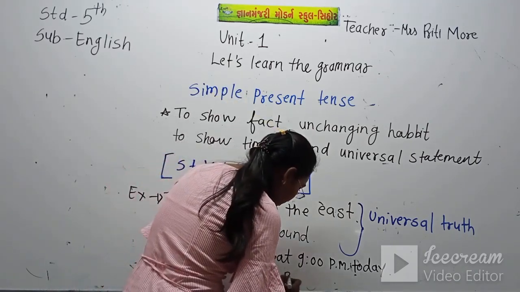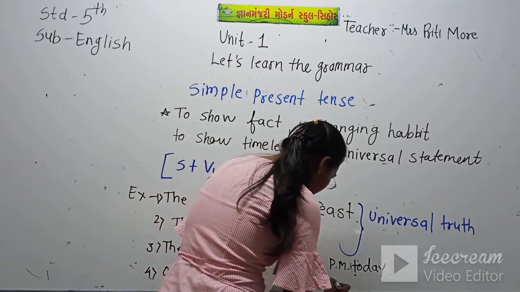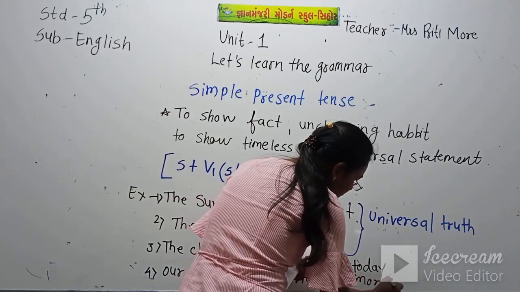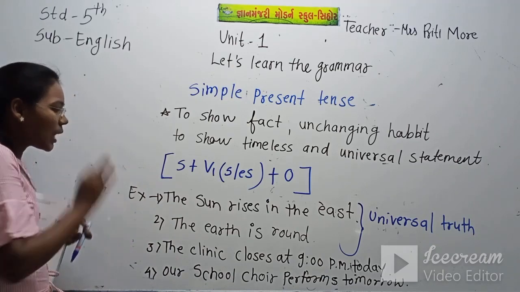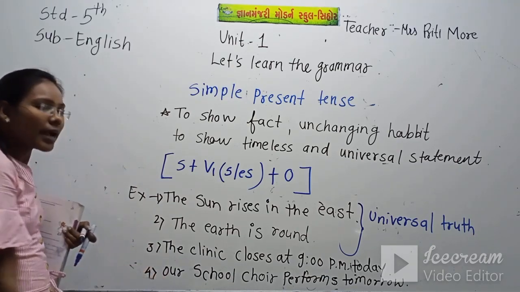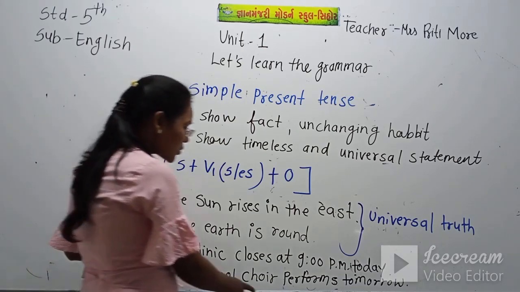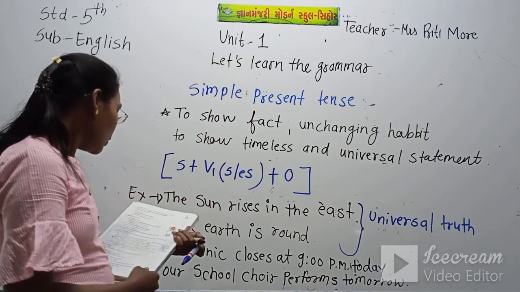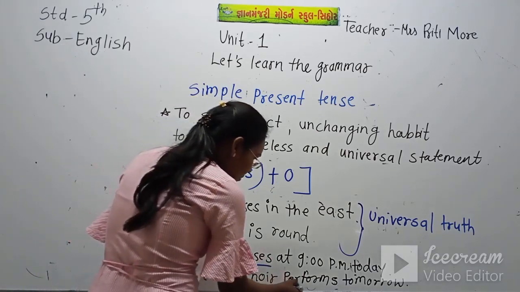Performs tomorrow. Now here also the planned action. This is also the planned action which is happening tomorrow. So our school chores perform tomorrow. It's performed tomorrow. So this closes and this perform.